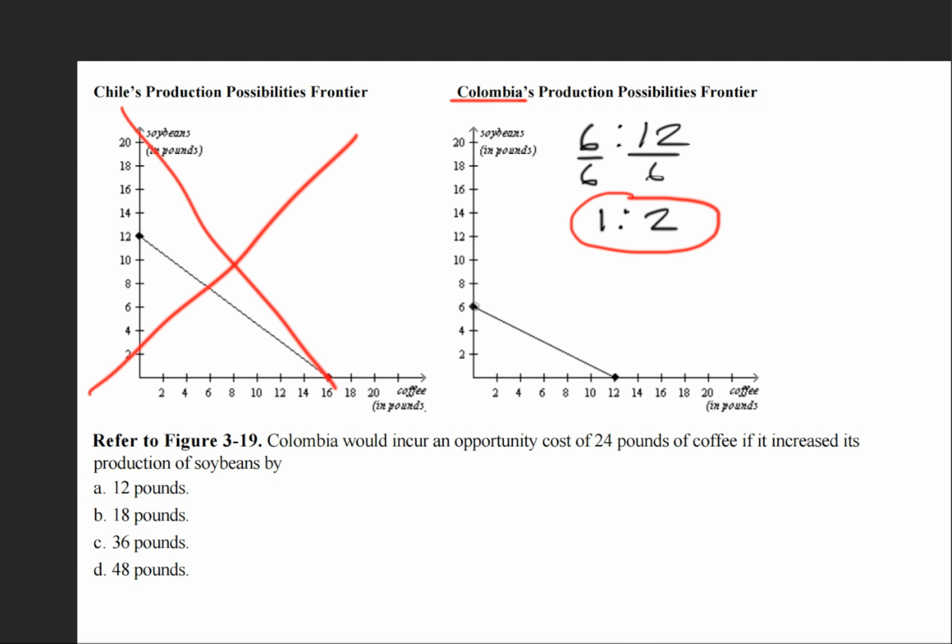A second way of looking at this would be if we have a 6-to-12 ratio and this doubled to 24, then what does this value have to be? Well, we could simply cross multiply and divide, and we'd find that the answer would be 12 as well.